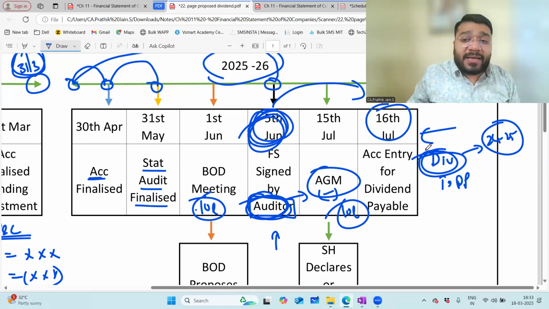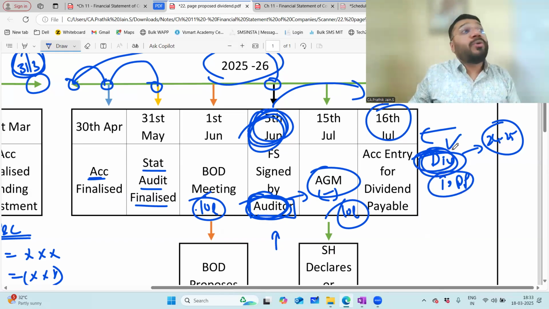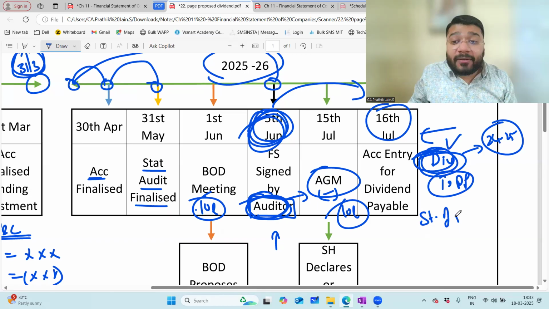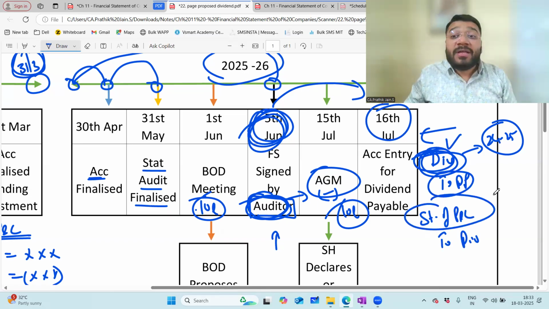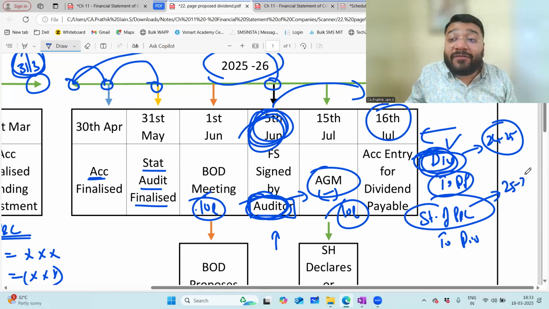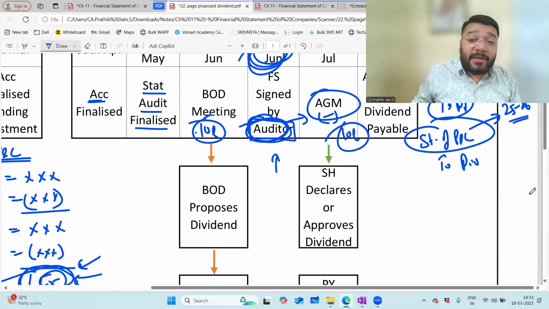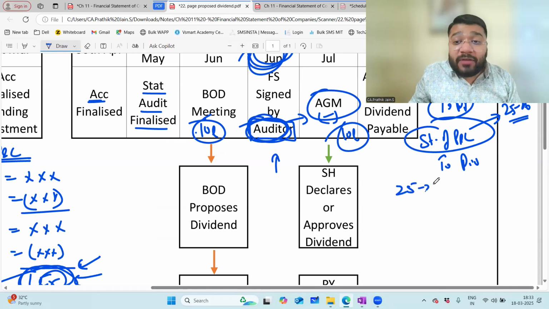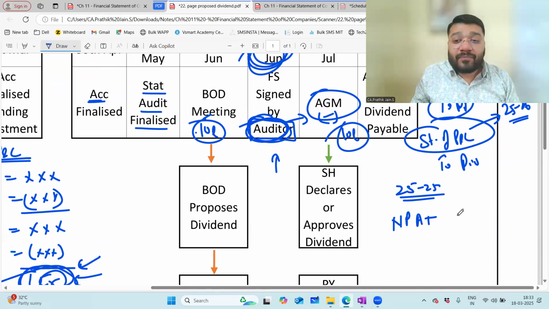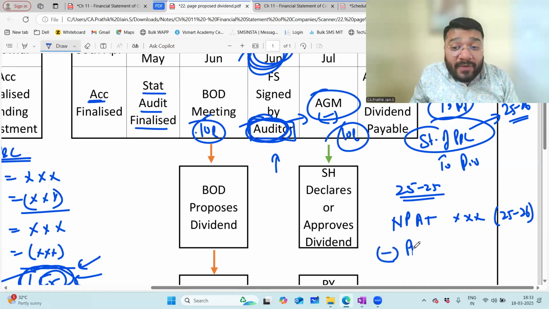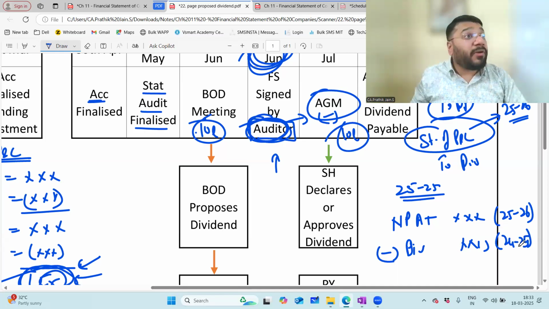So this entry, when you pass dividend account debit to dividend payable, and this dividend you transfer to statement of P&L, right? So which statement of P&L is getting captured? This is getting captured in the financial year 25-26. Sir, then are you trying to tell me in the financial year 25-26, the net profit after tax, whatever the amount is of 25-26, but the dividend what you're minusing is of 24-25? Is that what you're trying to say? The answer is yes. Yes.